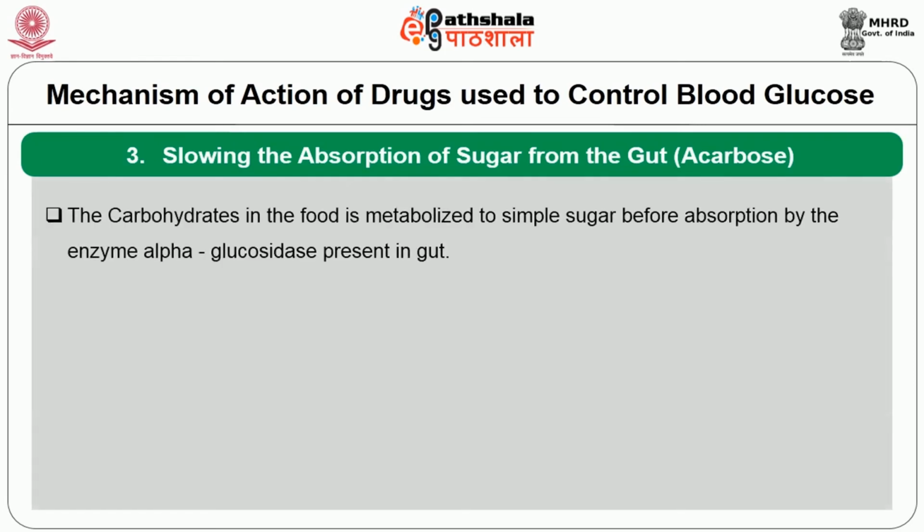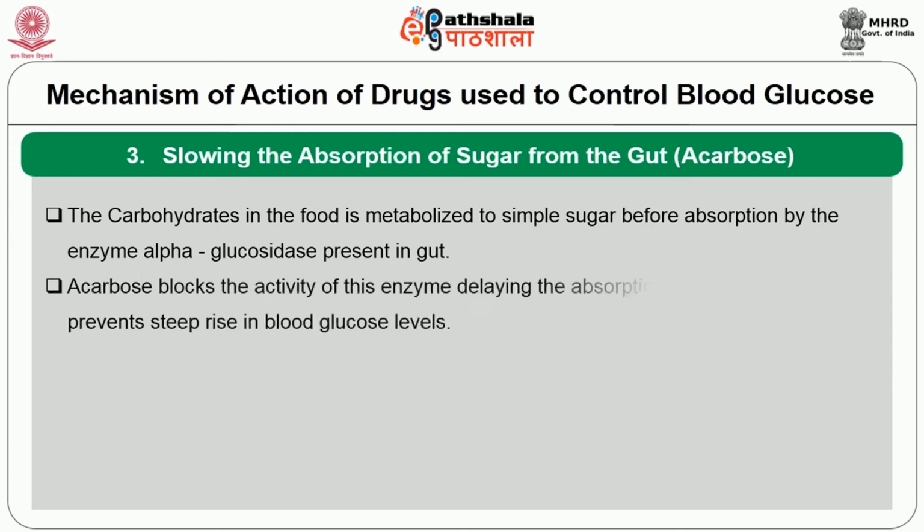Slowing the absorption of sugar from the gut: acarbose. The carbohydrates in the food are metabolized to simple sugars before absorption by an enzyme called alpha glucosidase present in the gut. Acarbose blocks the activity of this enzyme, delaying the absorption of sugar from the gut. This prevents the steep rise in blood glucose levels.